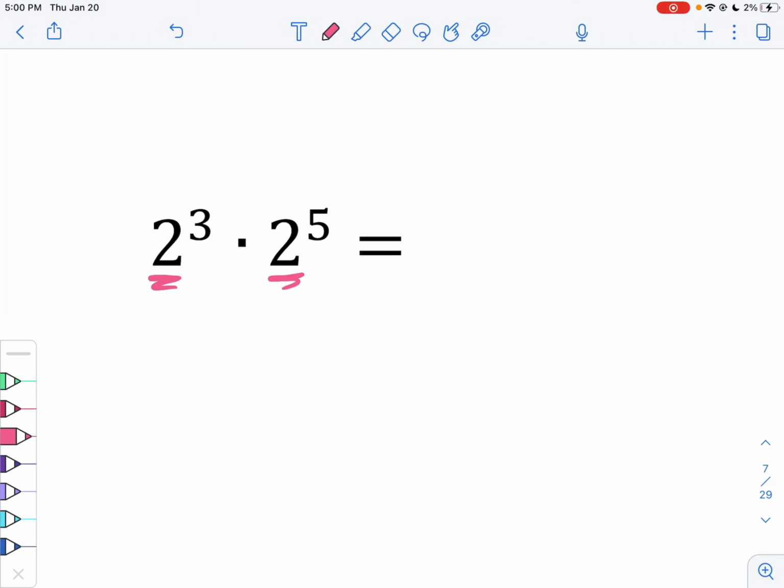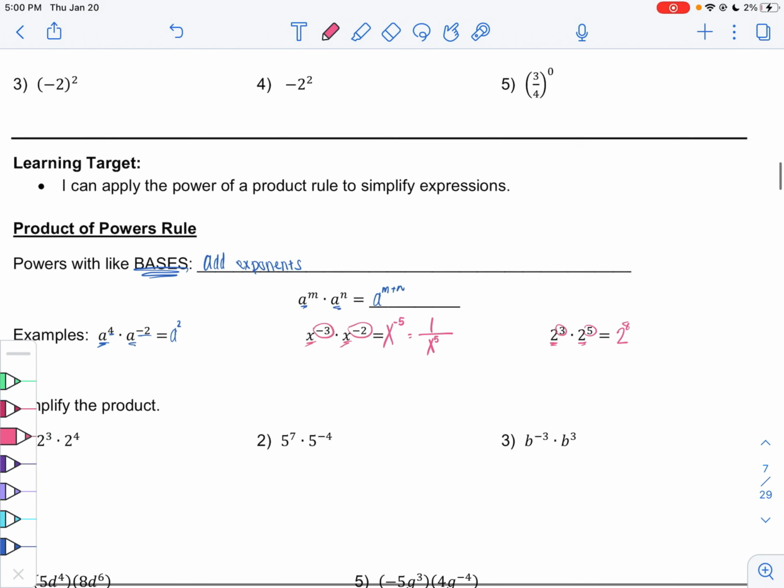Okay, like base again, our base is 2. Add the exponents because we are multiplying like bases.